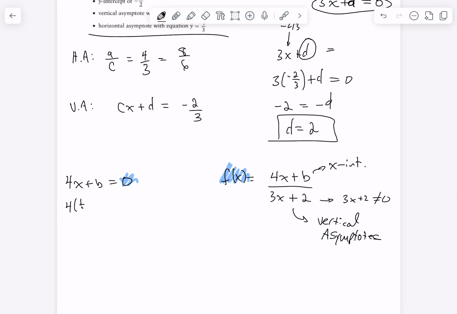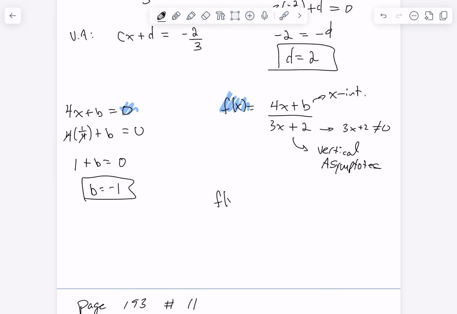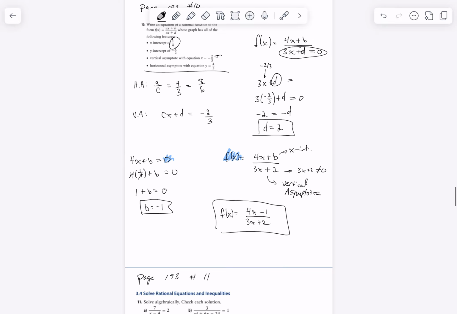So I can go like this: 4 times 1/4 plus b is going to equal 0. The 4's are going to drop out. You're going to get 1 plus b equals 0, and so b is going to equal -1. So here is the final equation. f of x is going to equal 4x minus 1 over 3x plus 2. That satisfies all of the conditions that have been specified within our problem.